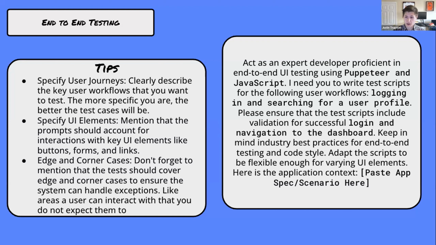And then adapt the scripts to be flexible enough for varying UI elements. And then here's the application context. This is where you could paste in either the actual code, say for example, you're using React, you could paste in the code for the React components, or you could write a description of the scenario with the HTML elements, as well as what actions you want the test runner to take with those HTML elements. So that's a bit on end-to-end testing, and that's the testing pyramid.